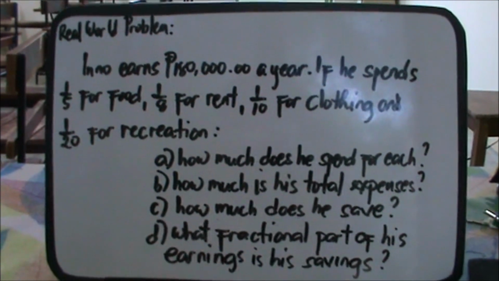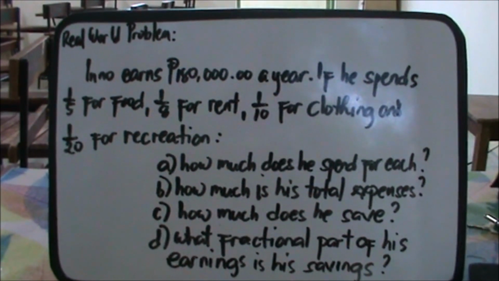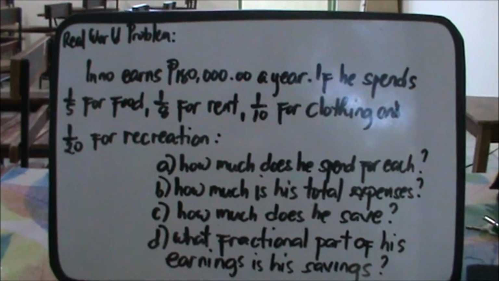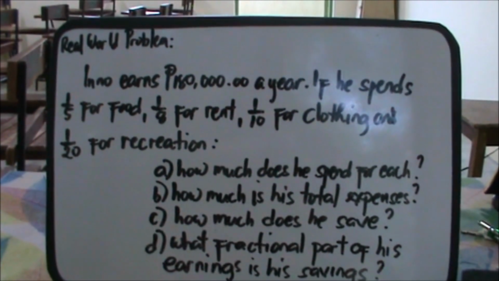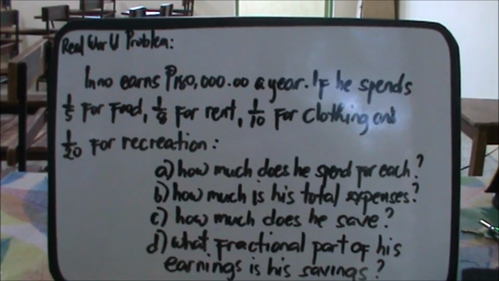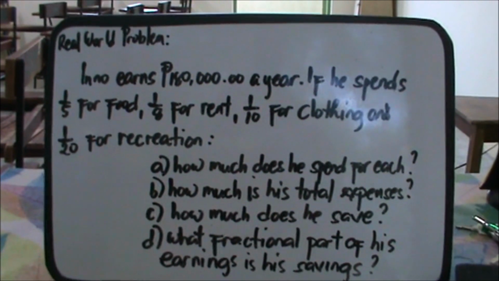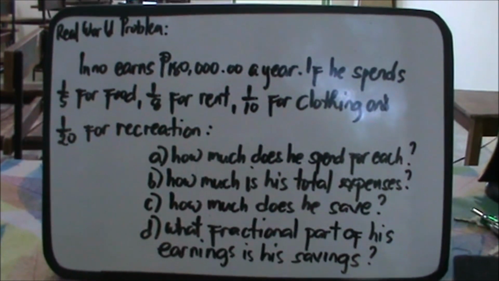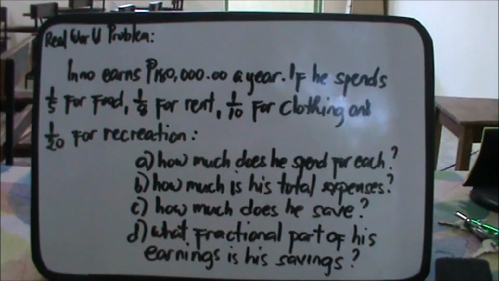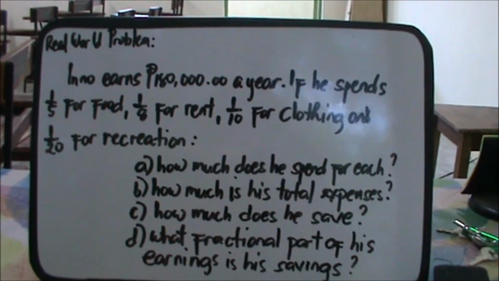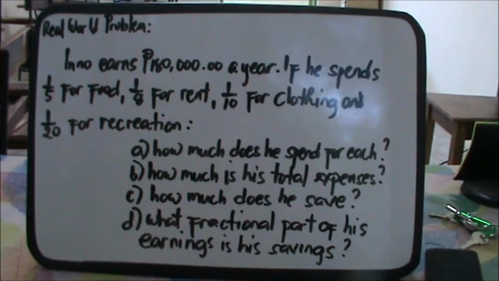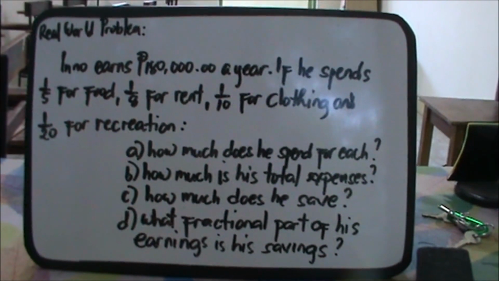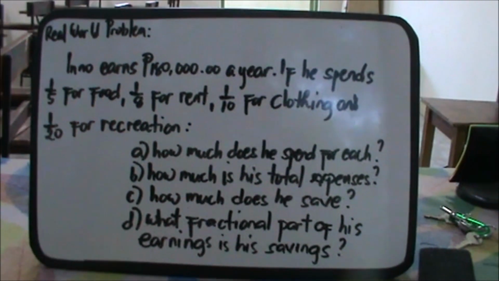Okay guys, it's your turn. We have this real world problem. Ino earns 180,000 pesos a year. If he spends 1/5 for food, 1/8 for rent, 1/10 for clothing, and 1/20 for recreation: A. How much does he spend for each? B. How much is his total expenses? C. How much does he save? And D. What fractional part of his earnings is his savings?